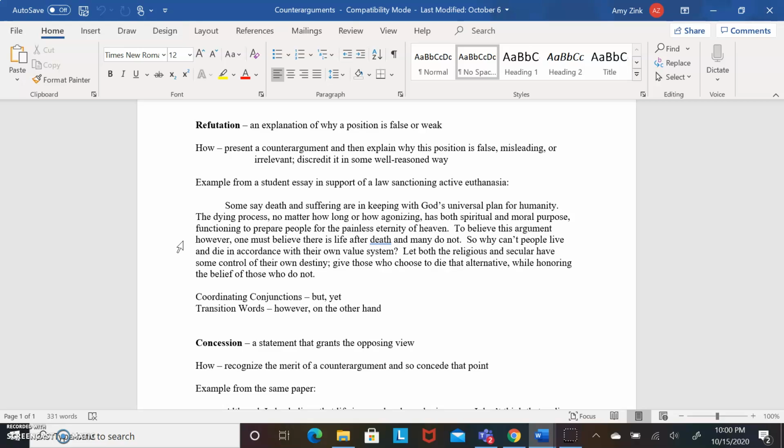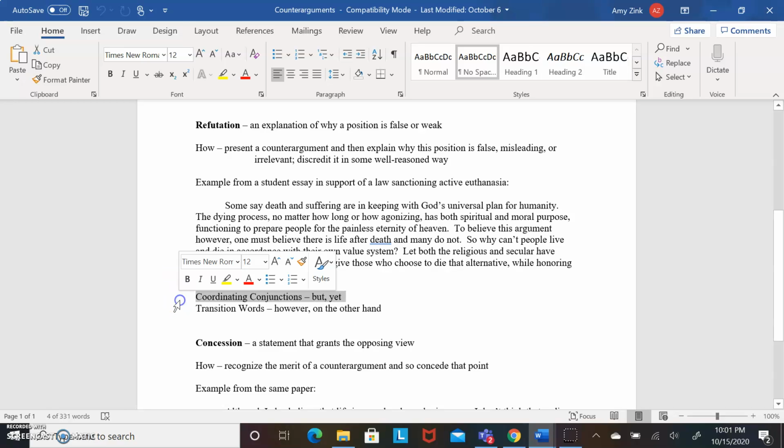The key word that signals to us that this is now a refutation and that the author is giving his or her response is the word "however," because "however" is one of those contrast kind of words. So some say this idea, and then I'm going to say "however" to signal to my reader that now I'm going to talk about why that position is weak or false.